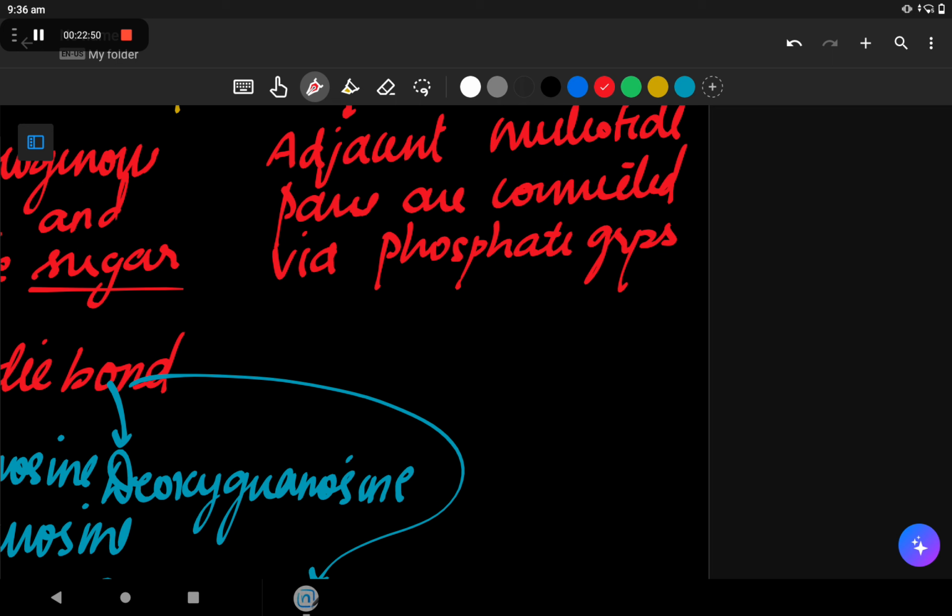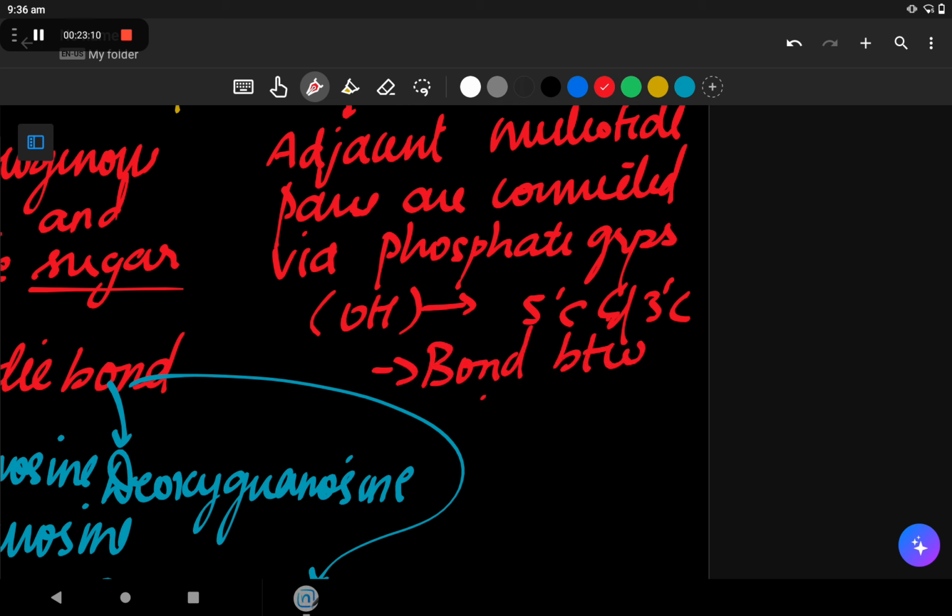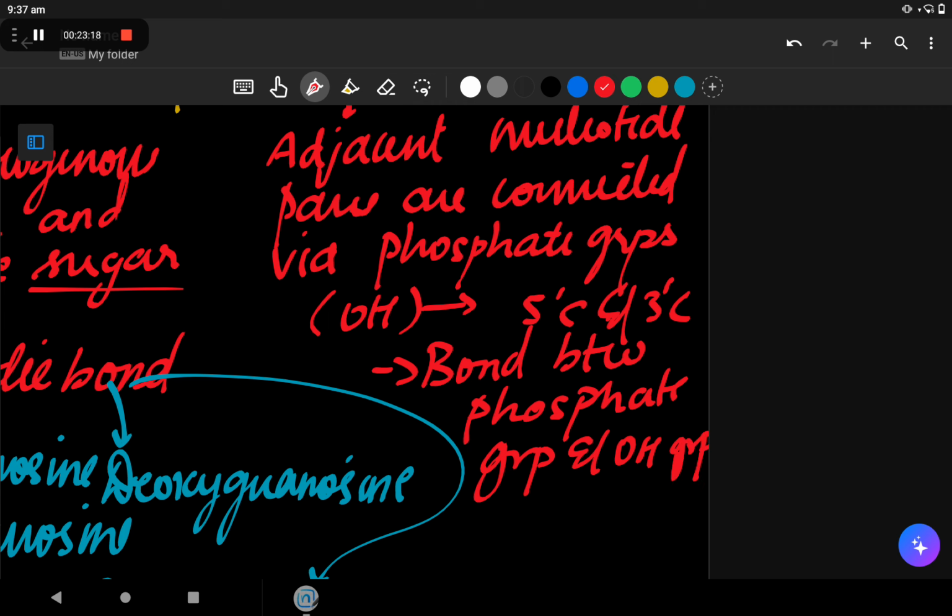Okay? So these groups are attached to hydroxyl groups at 5 carbon of the sugar molecule and at 3 carbon of the next sugar molecule. The bond between the phosphate group and the hydroxyl group is termed as ester bond. Hence, these bonds are called as 3,5 phosphodiester bond. Got it?